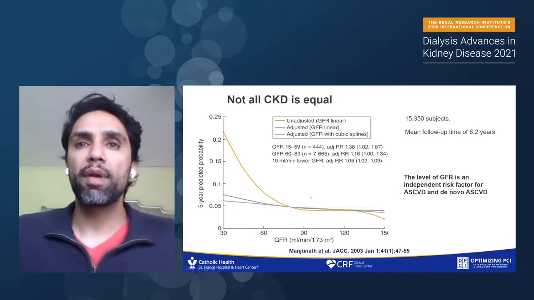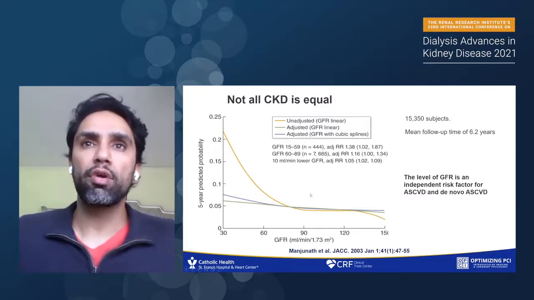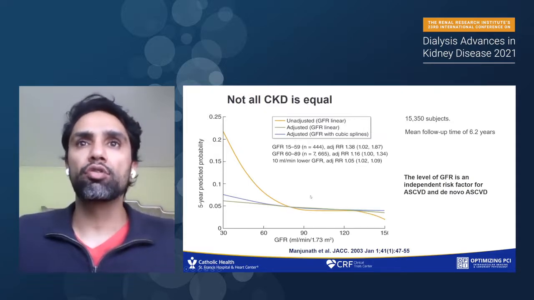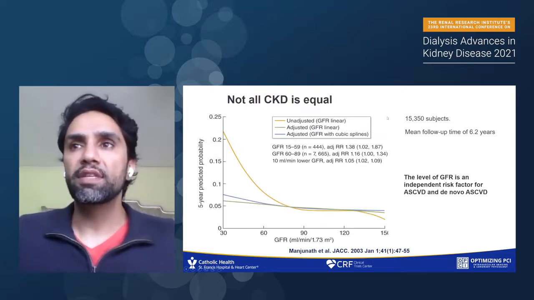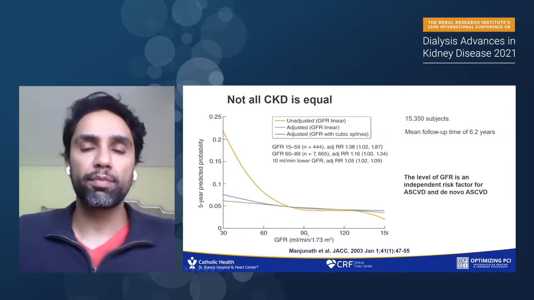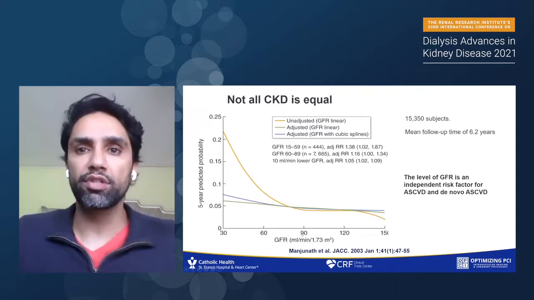I'd like to start off by mentioning that generically lumping patients into the term chronic kidney disease is probably not fair. Not all chronic kidney disease is equal. In this study of 15,000 patients with a mean follow-up time of 6.2 years, you can see that the classic description of chronic kidney disease, which is a GFR of less than 90, is actually very different depending upon what your GFR cut point is with regards to your risk of atherosclerotic cardiovascular disease.